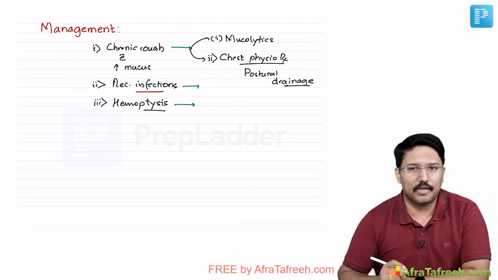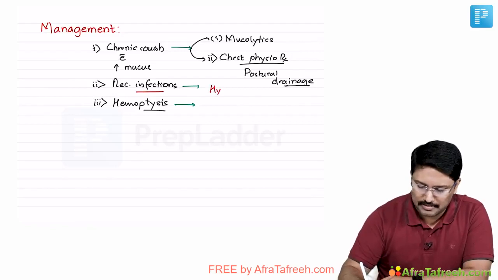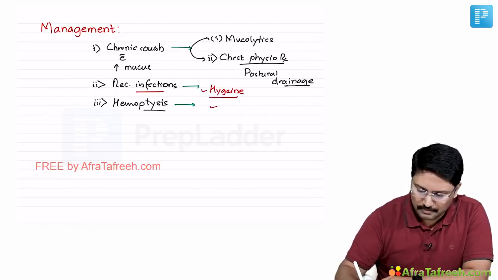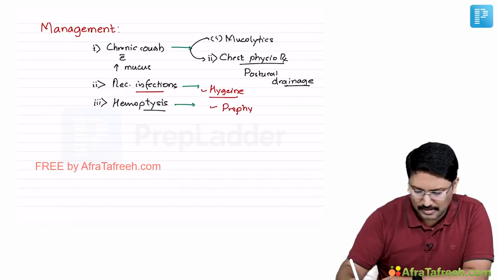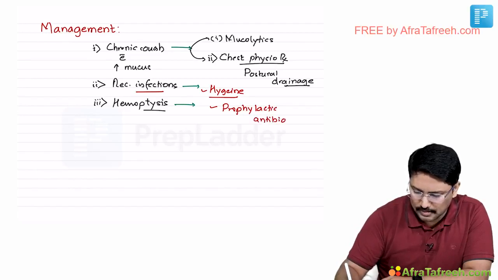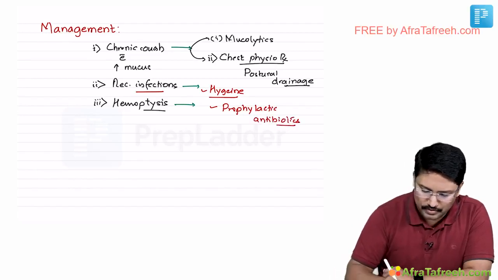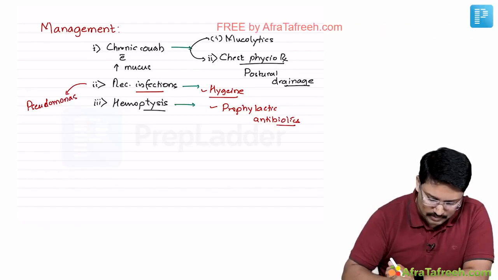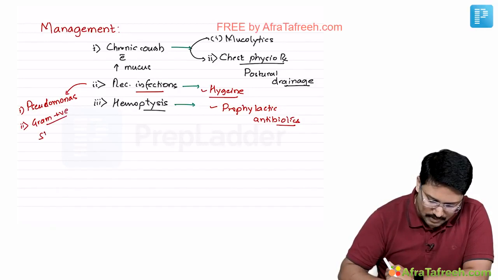With respect to respiratory infections, hygiene is definitely going to be important. Apart from that, patients might require prophylactic antibiotics in a selected set of individuals. And you should also understand which bacteria are particularly known to cause infections. For example, Pseudomonas very commonly colonizes bronchiectatic segments. Pseudomonas is one organism that you need to remember. Then other gram positives like Staph or Strepto can be among the reasons.